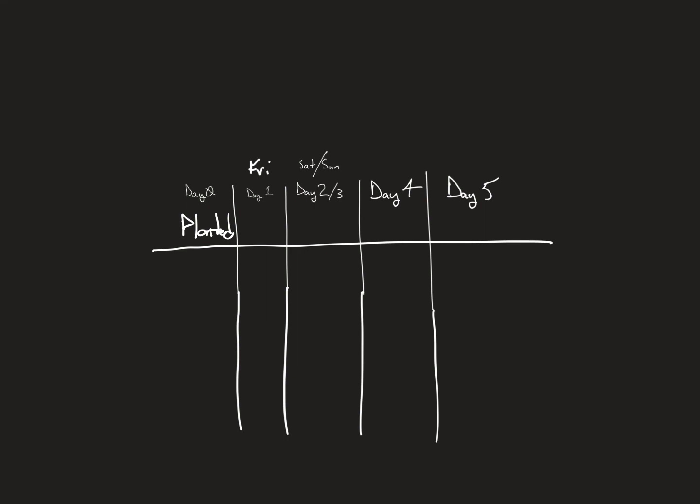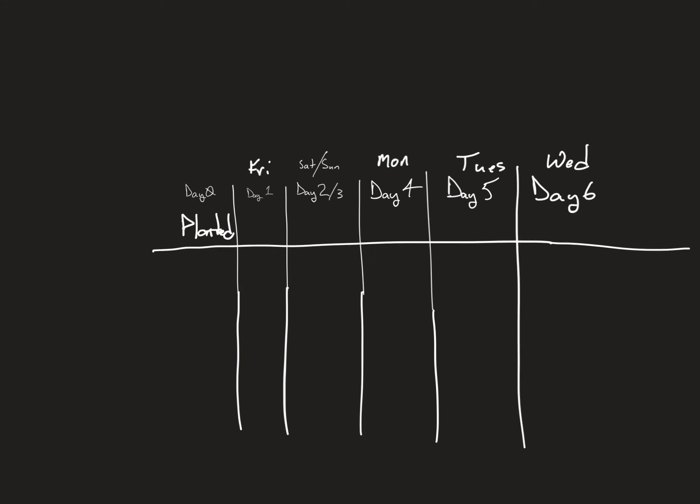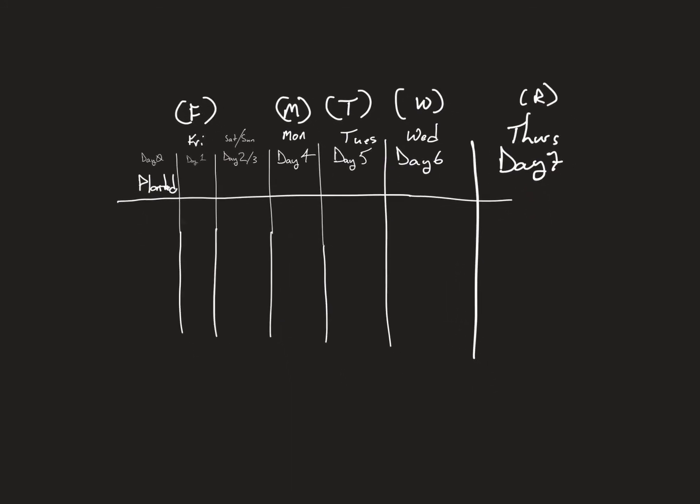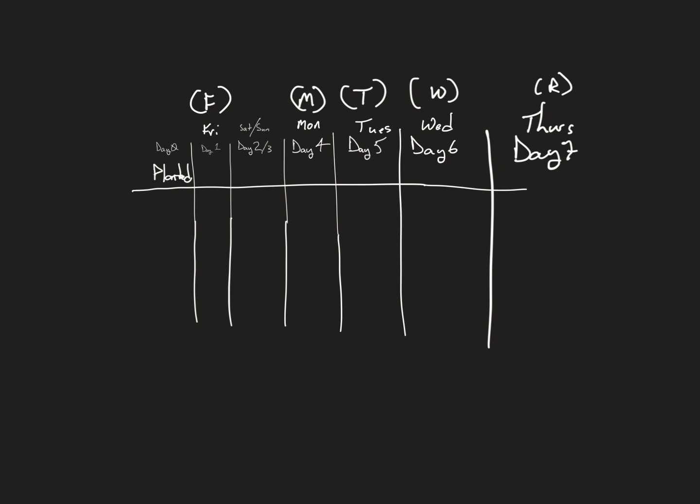So day 0, 1, 2, 3, 4, 5. This is going to be Monday. This is Tuesday. This is Wednesday. Day 6. And then obviously day 7 is the day you plant today, which is Thursday. By the way, Thursday is also known as R. Wednesday's W, Tuesday's T, Monday's M, Friday is F. So that's the way if you ever see these codes.